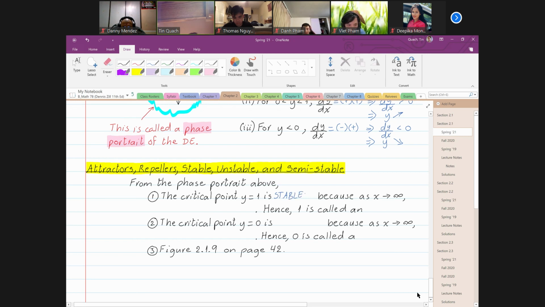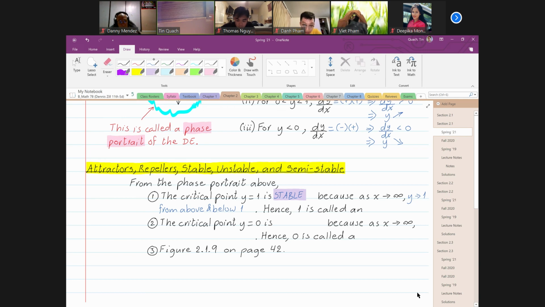Because as x approaches infinity, y approaches 1 from above and also from below, okay? So I guess it's stable. Okay, so that's what it means by being stable.